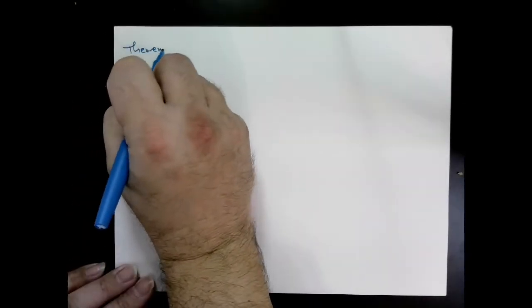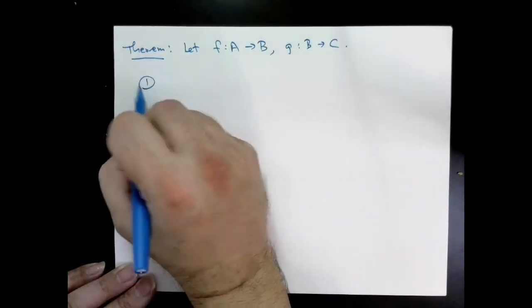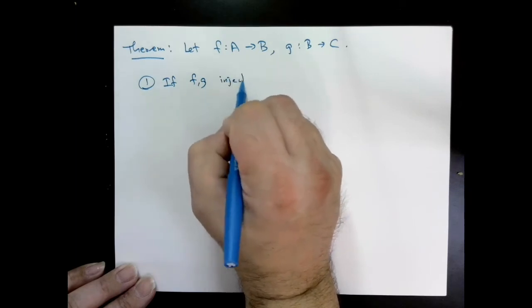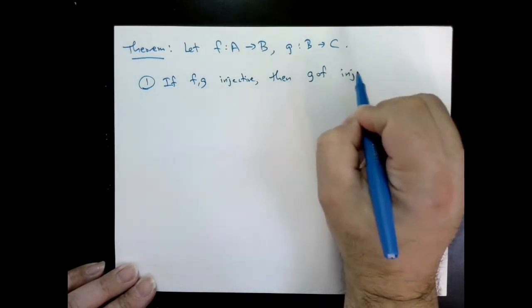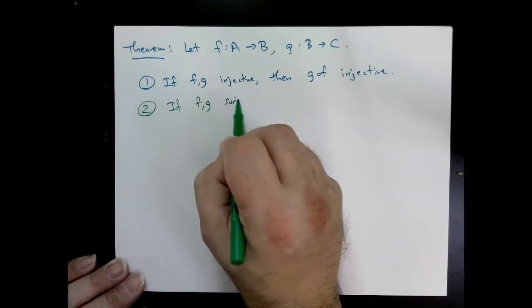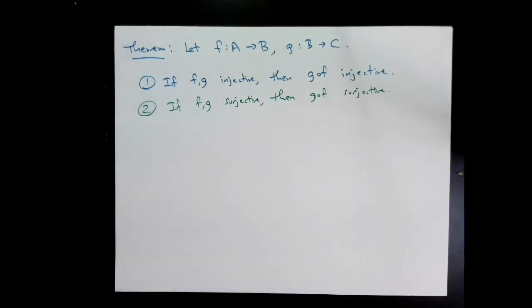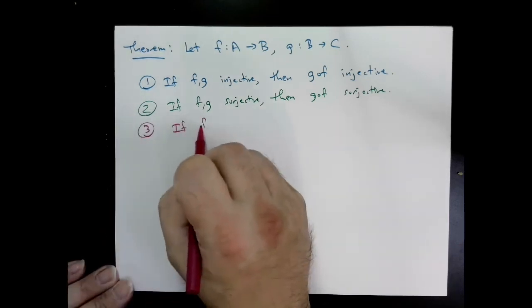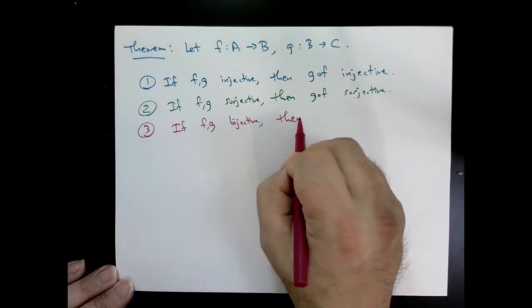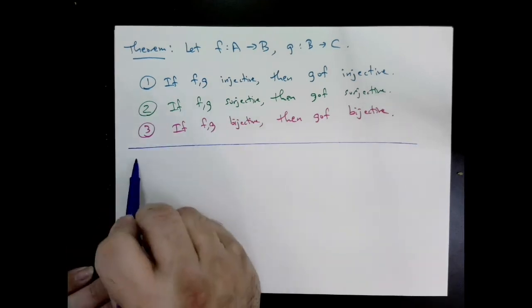We can now state and prove a nice theorem about compositions. Let f go from A to B, and g go from B to C, and consider the composition g composed with f from A to C. Then, number 1, if f and g are both injective, then so is their composition. Number 2, if f and g are both surjective, then so is their composition. And number 3, if f and g are both bijective, then so is their composition. Basically, if f and g are both X, then the composition is X, where X is any of the 3 properties: injective, surjective, or bijective.